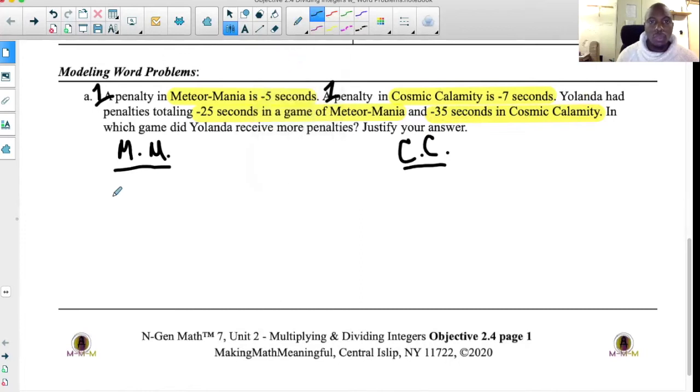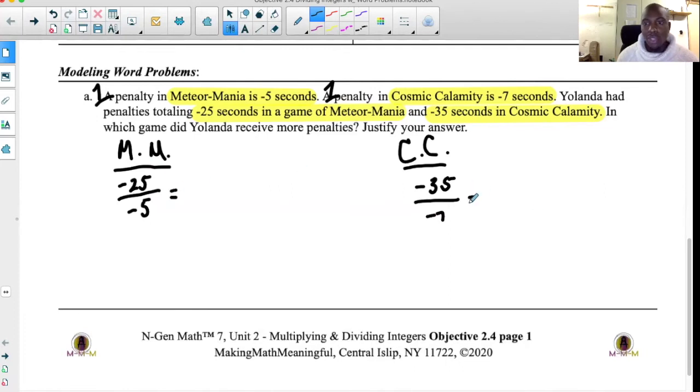So what I'm going to do first is notice that she lost 25 seconds here in Media Mania. She lost 35 seconds in Cosmic Calamity. And I do need to use division, right? I can use the fraction bar. I can use that little division symbol. But I know that's the total amount of seconds she lost, and for each penalty it was -5 in Media Mania, whereas in Cosmic Calamity it is -7. This is the math that I would start off to do.